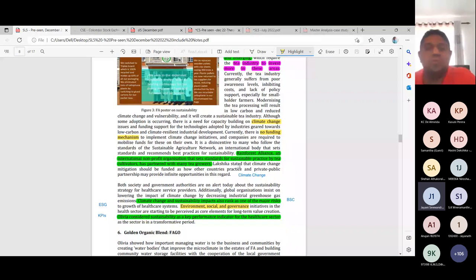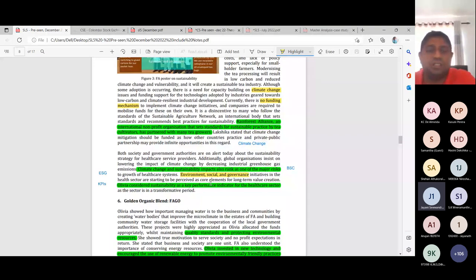Both society and government authorities are on alert today about sustainability strategy for healthcare service providers. Additionally, global organizations insist on lowering the impact of climate change by decreasing industrial greenhouse gas emissions.